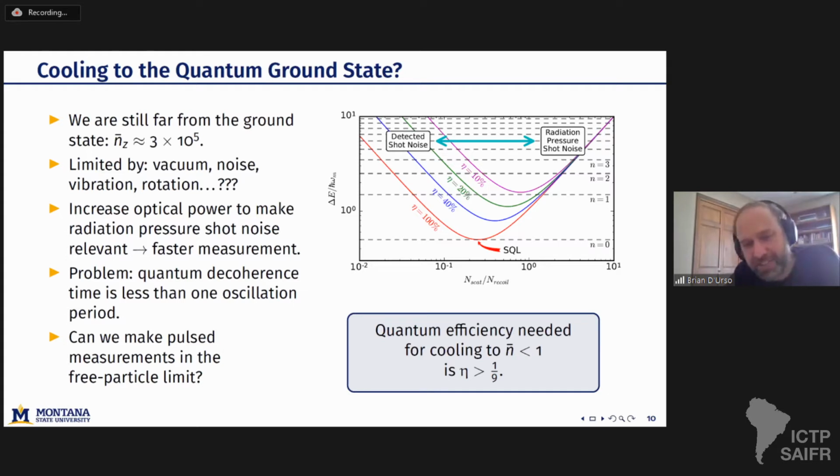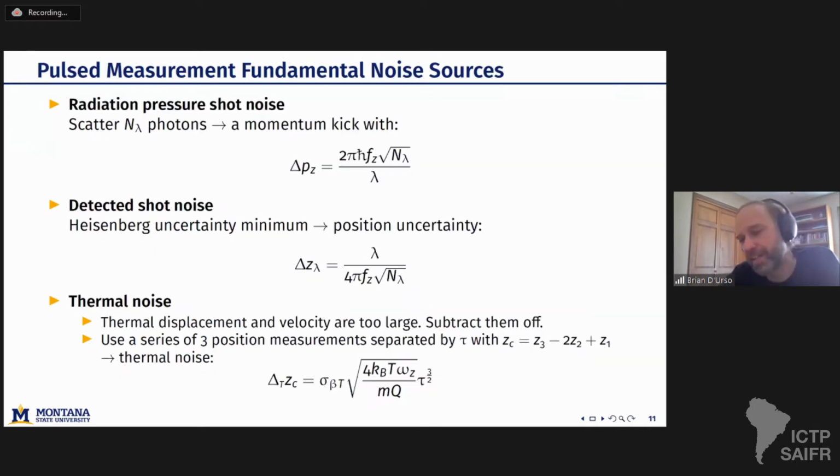And so this pushed us to start thinking about, can we make pulsed measurements of the system on timescales that are short compared to the oscillation period, where we start to treat the particle as a free particle? So now I'm going to jump from thinking about this as a harmonic oscillator to thinking of it basically as a free particle, because we're making measurements on a very short timescale. And the idea would be that you pre-cool the motion of the particle so it doesn't have a very large oscillation amplitude, and then do these fast measurements.